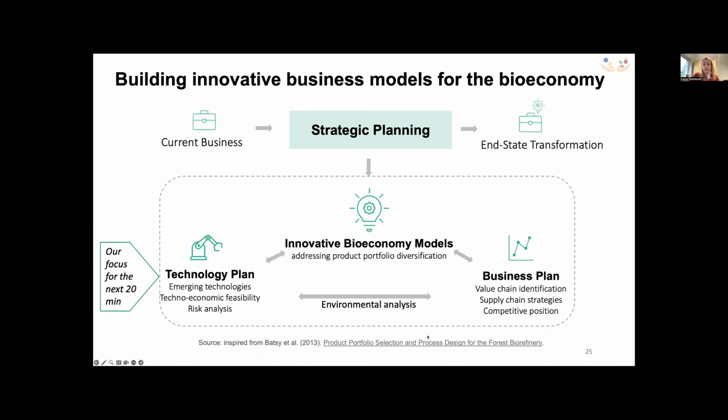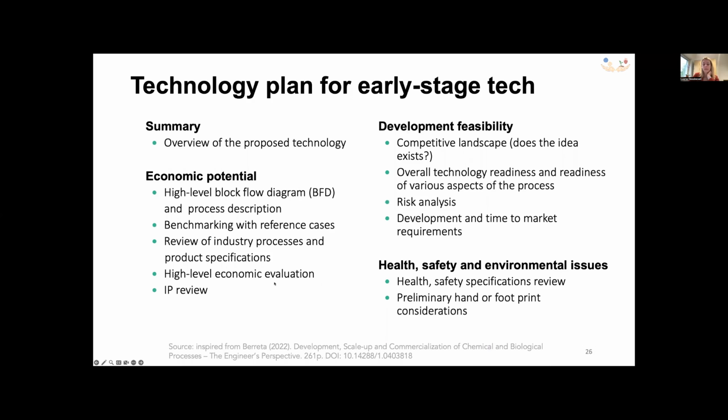In this case, again, I show that figure, and then we're going to focus now on the other side of the thing, the technology plan. And inside of the technology plan, more specifically, we are going to look at this part of the full report of a technology plan, which is creating this high-level block flow diagram. Remember, we are at early stage technology. We are not yet the engineers that have built something and are preparing a pre-feed engineering package. We are at a very early stage.